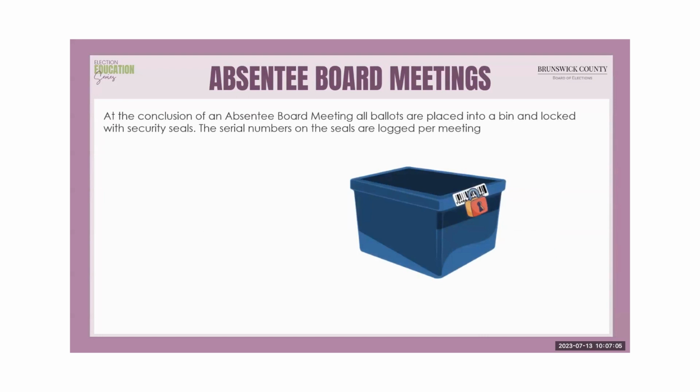At the conclusion of an absentee board meeting, all ballots are placed into a bin and locked with security seals. The serial numbers on the seals are logged per meeting. The final absentee board meeting is the last time approved absentee ballots are scanned prior to the election. The last meeting is the Monday before the election.